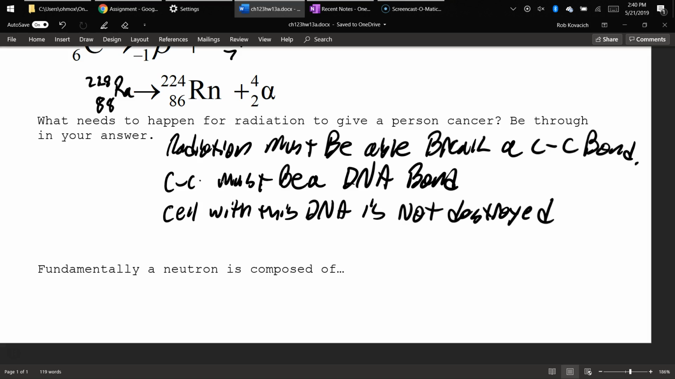So these three things need to happen. And that third thing, we need to make sure that either the cell doesn't die on its own or the body doesn't kill it. And only when all three of those things happen can you get cancer from radiation.